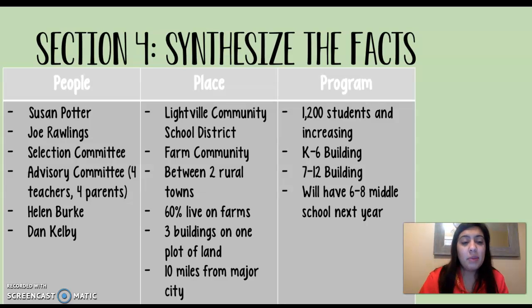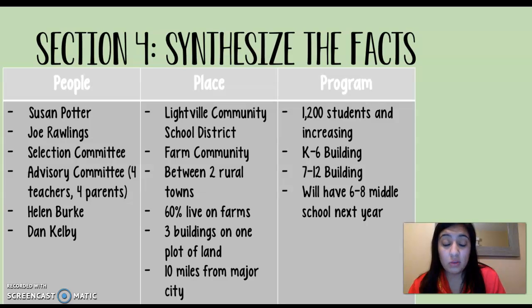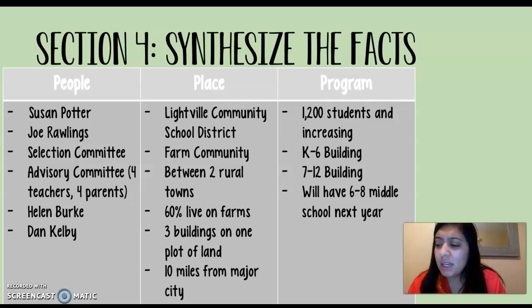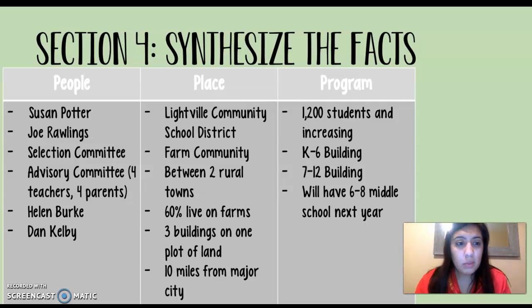So to look at some of the facts, the people involved in this situation is Susan Potter, who is myself, the principal. Joe Rawlings is the superintendent, and he had a lot to do with deciding to create a new school and then hiring Susan Potter. The selection committee, which hired me, the advisory committee, which is the 4 teachers, the 4 parents, and myself, Helen Burke, who is the chair of the committee, and she's also an English and social studies teacher. And then Dan Kelby also was a name that was mentioned, and he is part of the committee, and he is a PE teacher.